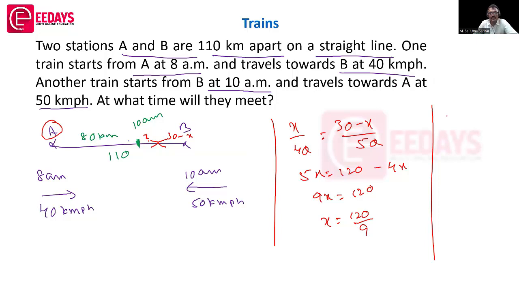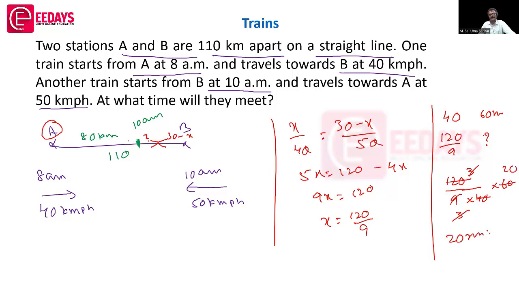Okay, so how much time does it take to go 40 kilometers? 60 minutes. To go 120/9 kilometers, how much time is required? So 120/9/40 into 60. This is equal to 3, this is 3, and this is 20. So 20 minutes is required.